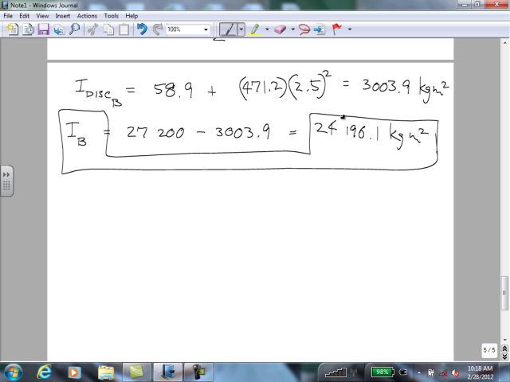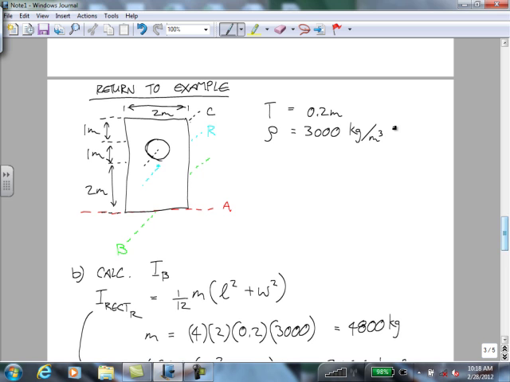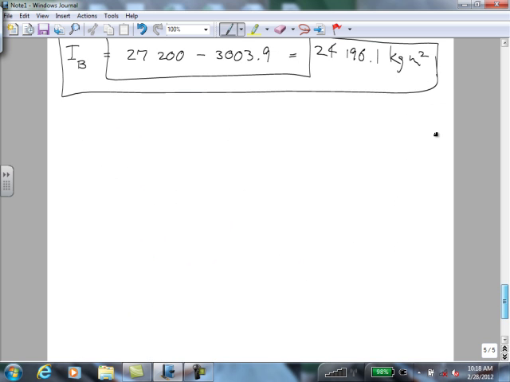For the other axis, for that A axis, we got 22,625. It's one radius from the bottom, so it's 2 meters to here, and then just one radius. The whole thing is 1 meter tall.